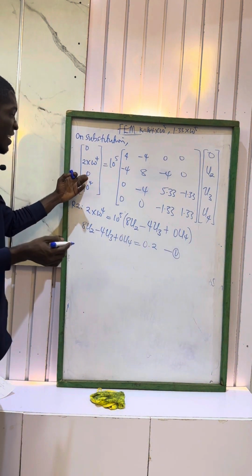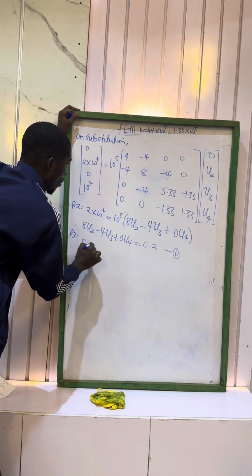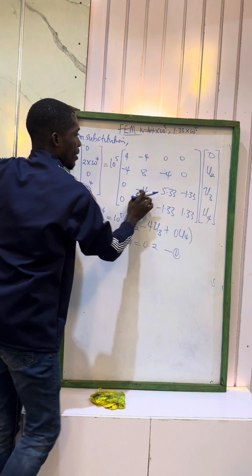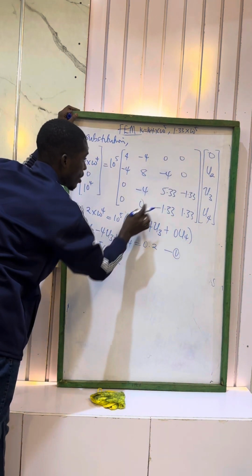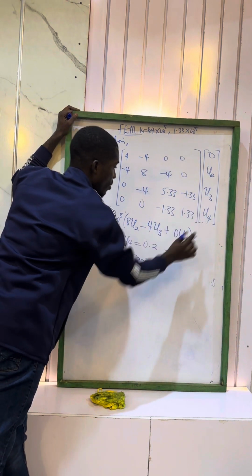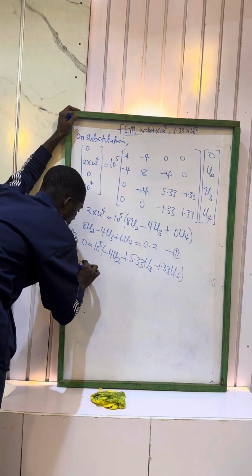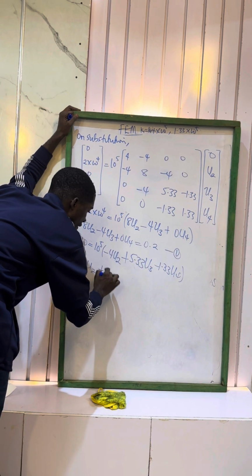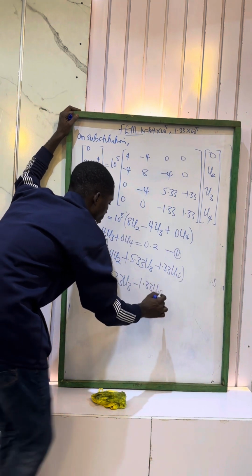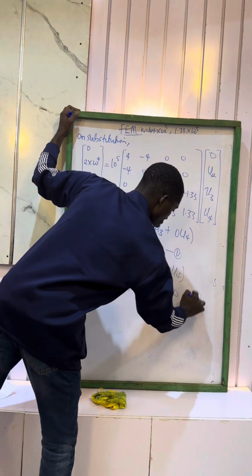So the next thing is what? Go to the next row, which is row 3. For my row 3, I'll be having 0 equals 10 to the power 5, then open brackets. Now let's go. Row 3: 0 times 0, and minus 4 times U2 equals minus 4 U2, and multiplying this we have plus 5.33 U3, then minus 1.33 U4. Now if I write this, I'll be having minus 4 U2 plus 5.33 U3 minus 1.33 U4 equals 0. So I call this my equation 2.